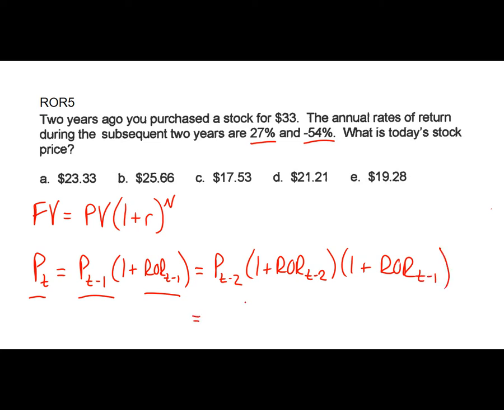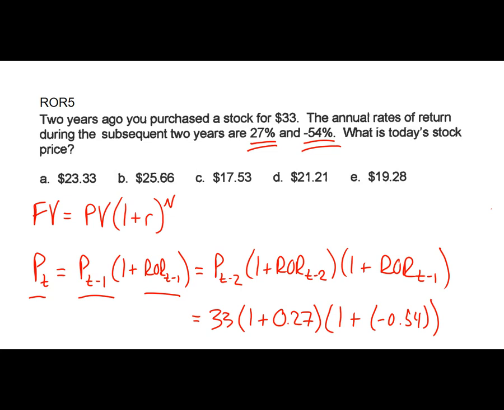We know the price 2 years ago was $33. I multiply that by 1 plus the rate of return 2 years ago, which again was 27%, 0.27. And then I multiply that by 1 plus the rate of return 1 year ago. We know that was negative 54%, negative 0.54. And then we simply solve this out.